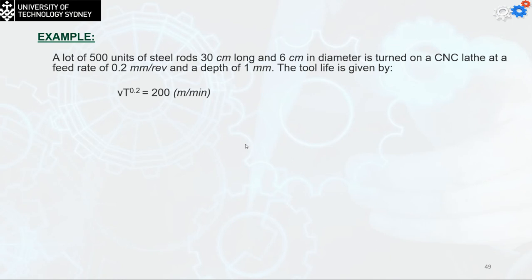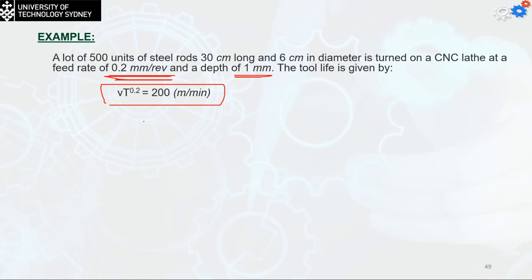And we have the steel rod, which has a length of 30 centimeters and a diameter of 6 centimeters. It's going to be turned on the CNC lathe machine at a feed rate of 0.2 millimeter per revolution. The depth of cut is 1 millimeter. The tool life is given by the Taylor equation as follows. So the C is 200 and the N is equal to 0.2.